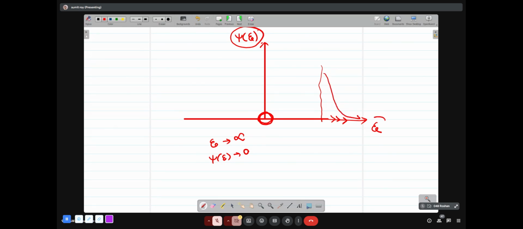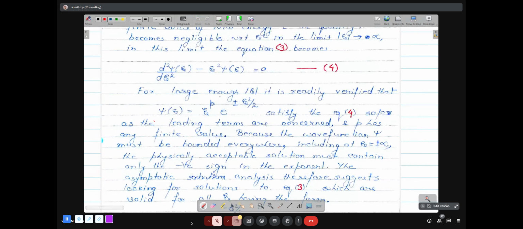Then only when zeta will increase, psi will tend to 0, because it has to satisfy the property that it should vanish at infinity. So this is a possible solution. Yes, there is some mathematics involved, but as I mentioned, I will skip the mathematics because the physics part itself is a bit lengthy. So we cannot enter into every solution part. I'm just trying to make you imagine what may be happening.